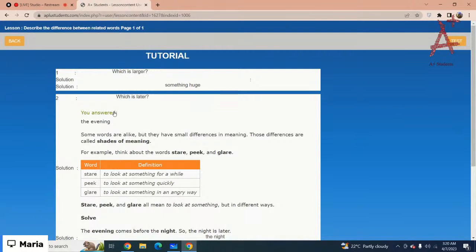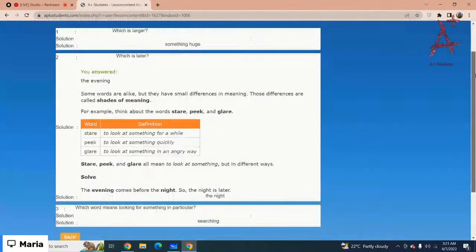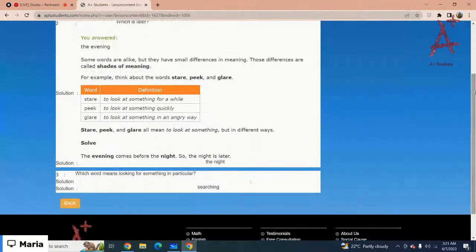For example, think about the words stare, peek, and glare. Got it? The word stare means to look at something for a while. Then the word peek means to look at something quickly. And glare is to look at something in an angry way. Got it? Glare means you are angry. Stare, peek, and glare all mean to look at something in different ways. The evening comes before the night, so the night is later.